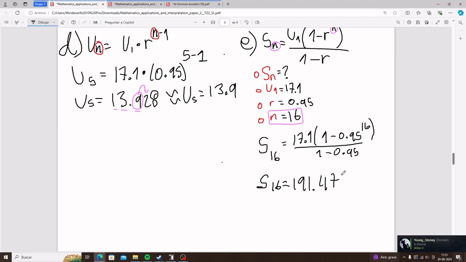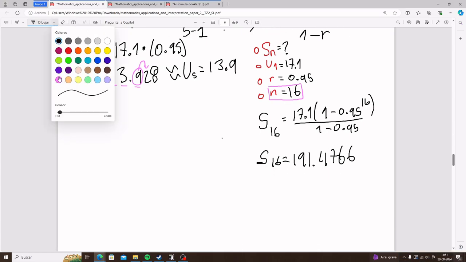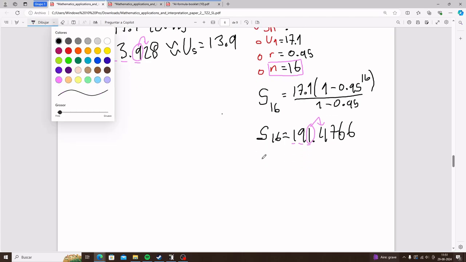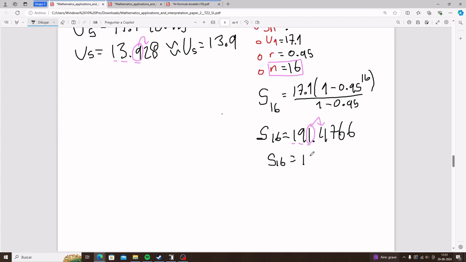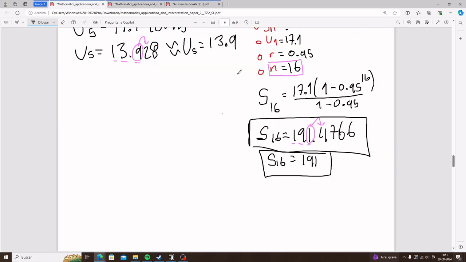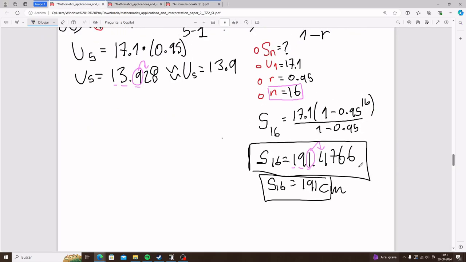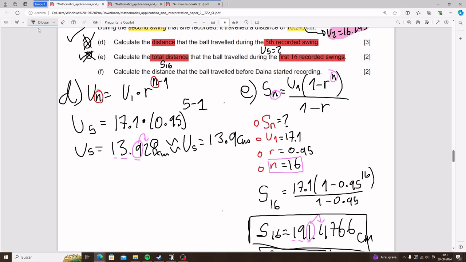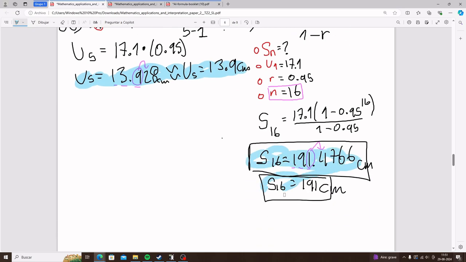S of 16 equals 191.4766. In terms of significant figures, do you round it up or keep it the same? You can keep it the same. So S of 16, you can leave it as 191 if you'd like. Either of these works. Don't forget your units. This is all in centimeters. My answers up until now, I forgot to put them in blue, but here I go. For part D, it's this or this. For part E, it's this or this.